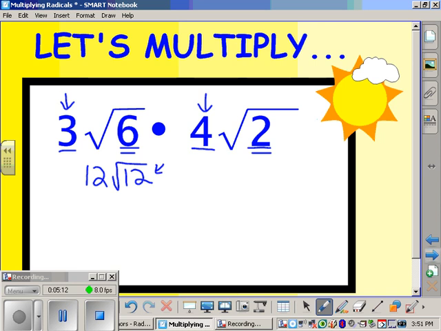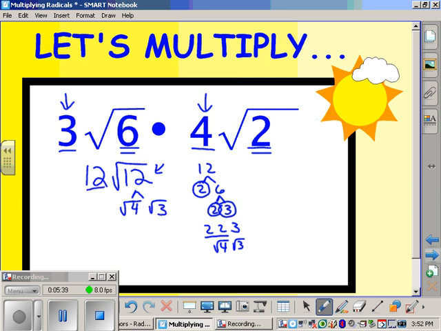Now we need to break down the 12. So using a factor tree, we would get 2 and 6, and then 2 and 3. So we have a 2, a 2, and a 3 for our prime numbers. We'll underline the pair and multiply those together, and drop down anything that's not a pair. So the radical 12 breaks down into radical 4 times radical 3.